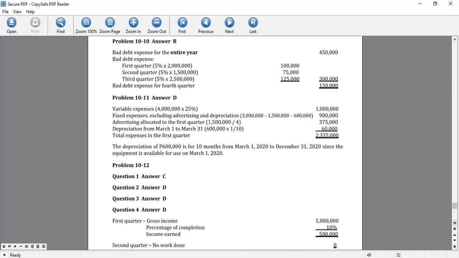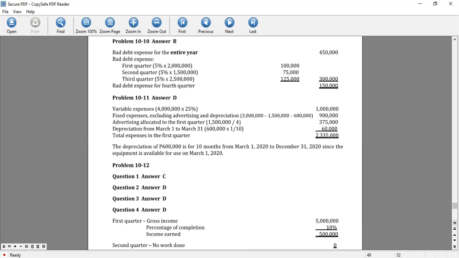And the fixed expenses, excluding advertising and depreciation, so we have now the fixed expenses for a total of 3 million. Then we deduct 1.5 million of advertising expense and 600,000 for depreciation. So this is now for a difference of 900,000. Advertising allocated to the first quarter, since 1.5 million is good for the year.